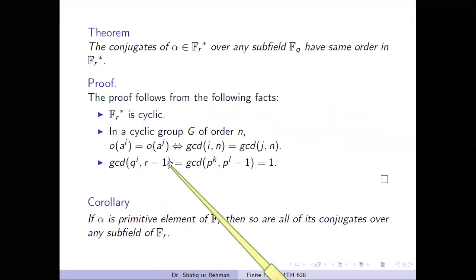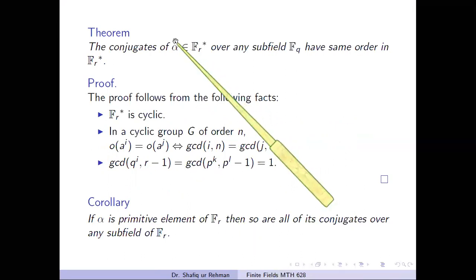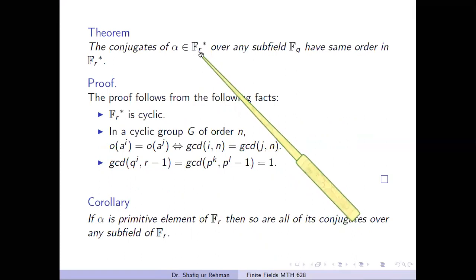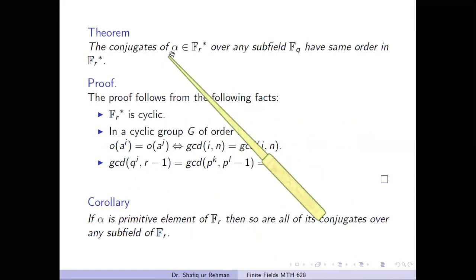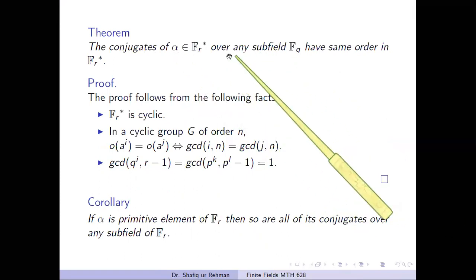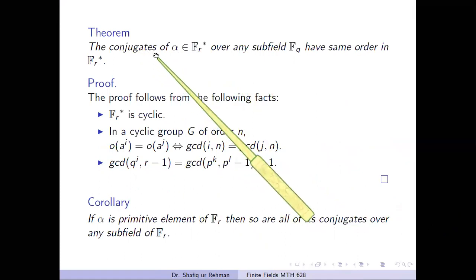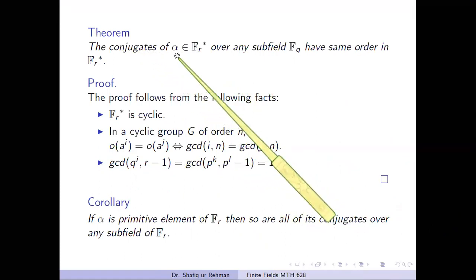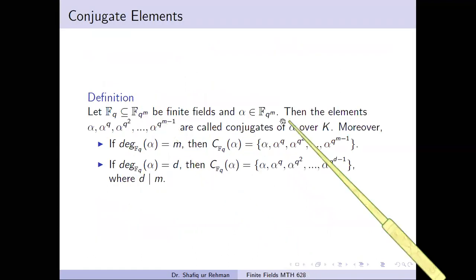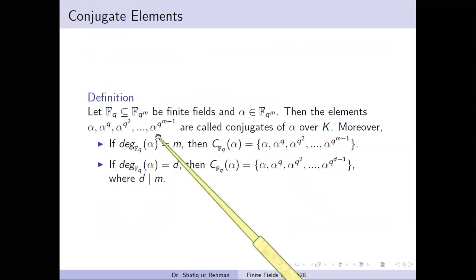And in this theorem, we will prove that all the conjugate elements have the same multiplicative order. For example, if we take any finite field Fr, and Fr star, it's a group of non-zero elements. It is a cyclic group. If we take any element alpha, then all of its conjugates have the same order. And this is because from the previous definition, all the conjugates are given by these powers.